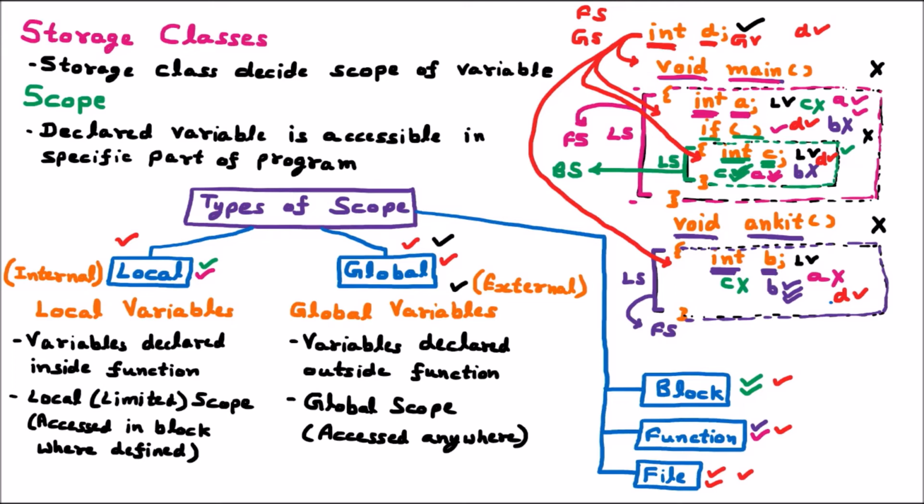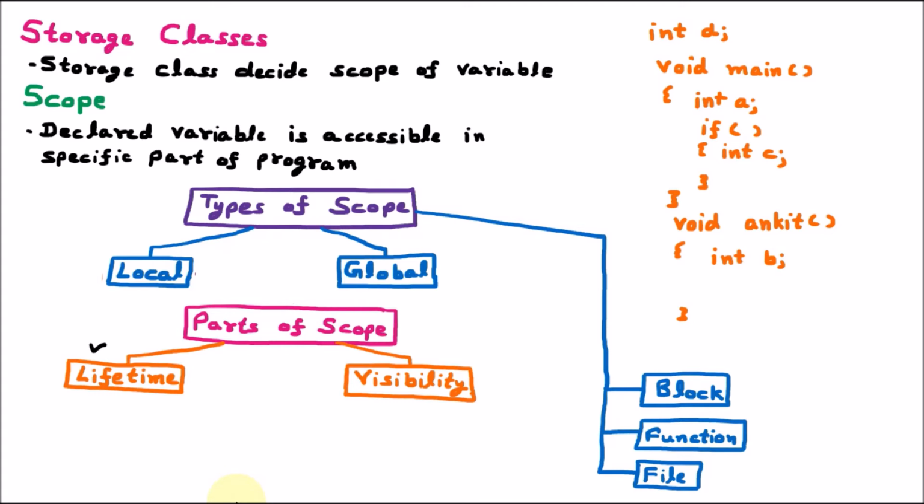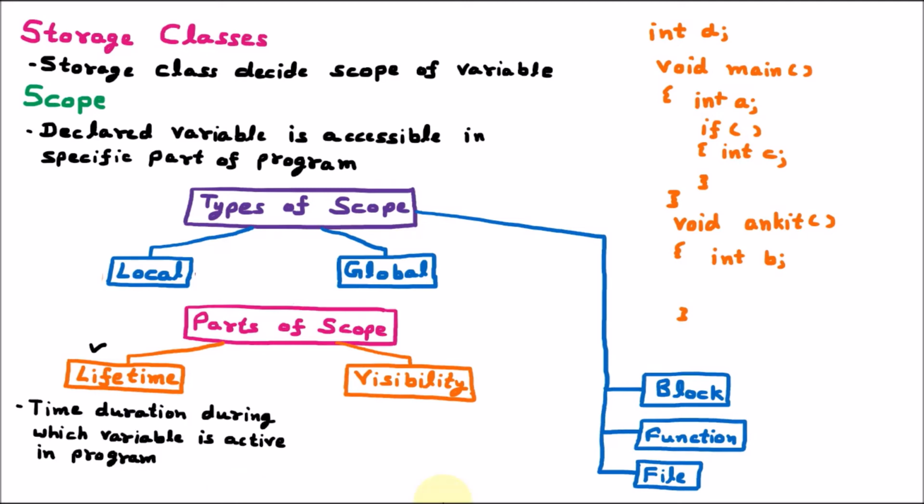Now we are discussing what this scope covers, that means what the parts of scope are. The scope contains two things. The first thing is the lifetime of a variable and the second thing is the visibility of a variable. First of all, we are discussing the lifetime of a variable. Lifetime of a variable says what is the time duration during which the variable is active in the program. Now to understand that, we are observing the example here.